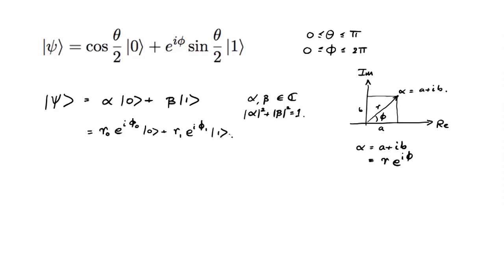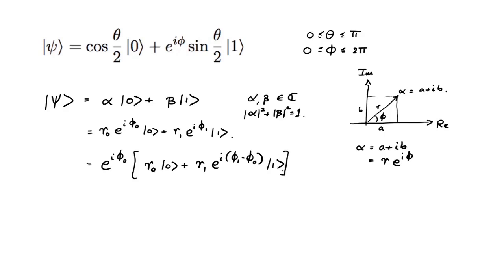where r_0 and r_1 are non-negative real numbers. Now let's pull out e^(i phi_0). So we get e^(i phi_0) times (r_0|0> plus r_1 e^(i(phi_1 minus phi_0))|1>).